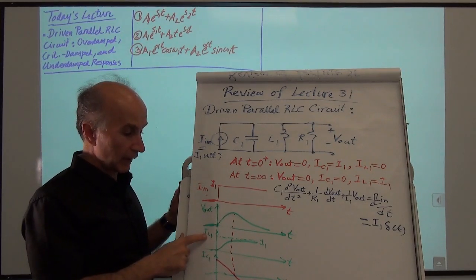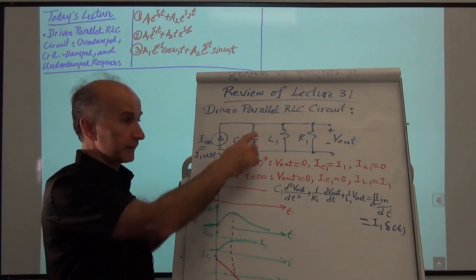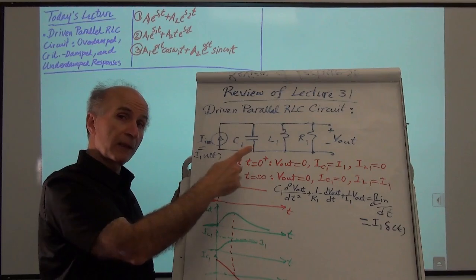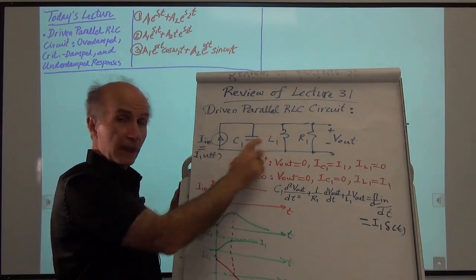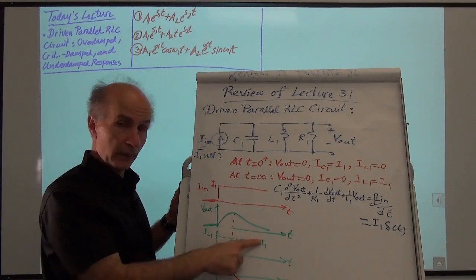Then we saw that the inductor current starts from 0, as at 0 plus it is still 0. But at time infinity, all of this current flows through the inductor. So the inductor current should go from 0 to I1.